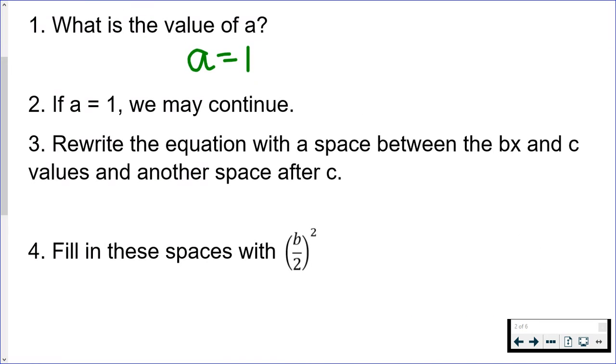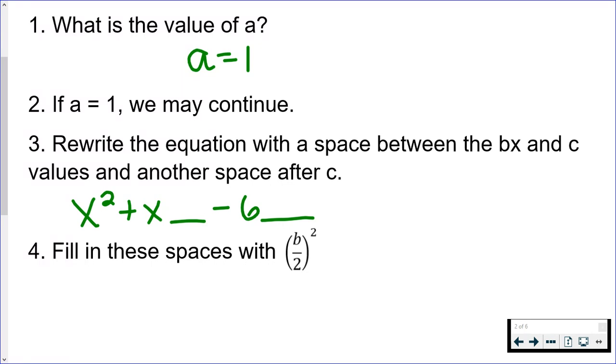Now what I'm going to do is just rewrite the equation. I'm not doing really anything yet. All I'm going to do is rewrite this with some space. So all I've done is put a space after the b value and a space after the c value. That's all I've done. I haven't done anything tricky yet.